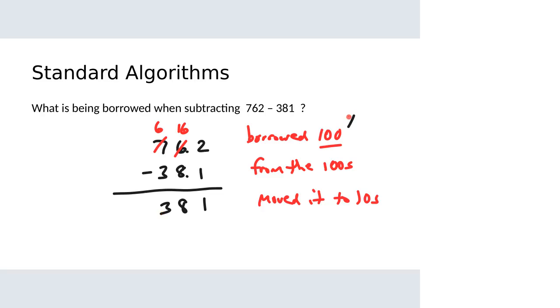Key here is that we're borrowing 100. We're not borrowing 10. We're not borrowing 1. We're borrowing 100 because we borrowed it from the hundreds column.